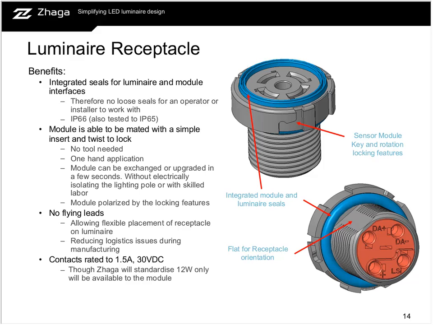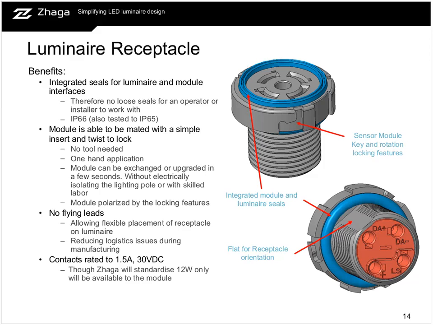The module can be fitted with a simple insert and twist to mate and lock via this bayonet receptacle feature here. So no tools will be needed. The module can be fitted with one hand, and it literally can be fitted in a few seconds, and without having to electrically isolate the pole or without the use of skilled labour. It will be fully polarized through the bayonet features and the keying features.